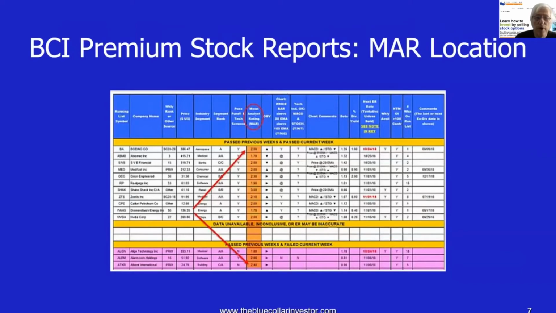Now, in our BCI Premium stock reports, we also add MAR to our screening process. It's kind of in the middle of these report pages. Those of you watching this podcast, we've highlighted the MAR ratings in brown cells. And you could see that all of the securities that passed or are eligible have MAR rankings of 3 or lower. So between 1 and 3. Anything ranked higher than 3, we would not consider as a good option selling candidate security.